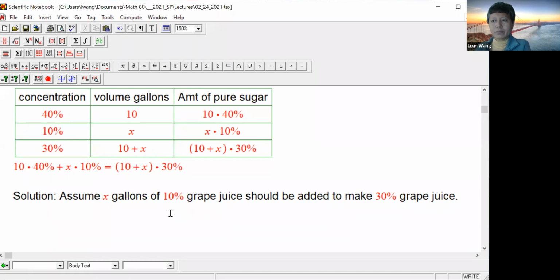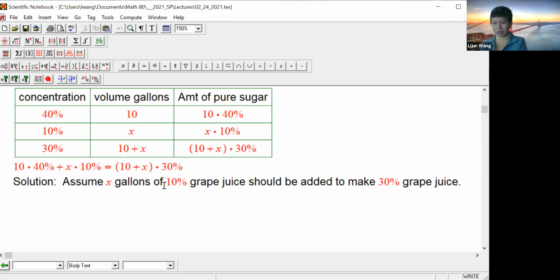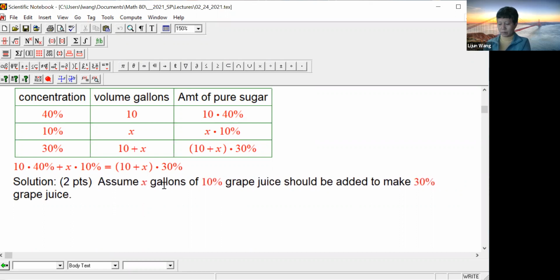Okay. So you can change the way to say it. Say, let X be the gallons of 10% grape juice needed to be added to make 30% grape juice. You can say things like that. You guys are all native speakers. Your English is way better than mine, right? So you just need to specify that variable, and this specification is, as I said, always 2 points.